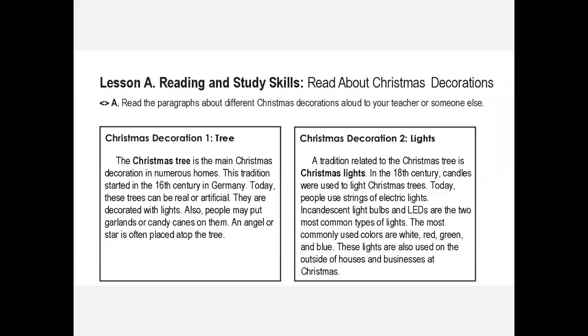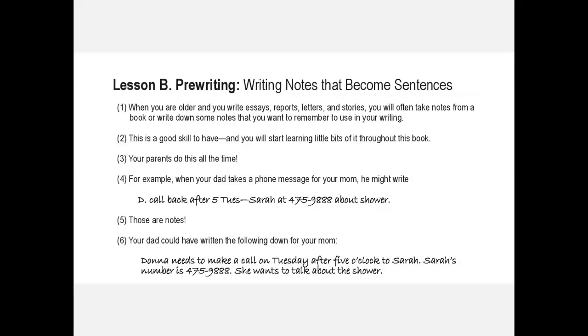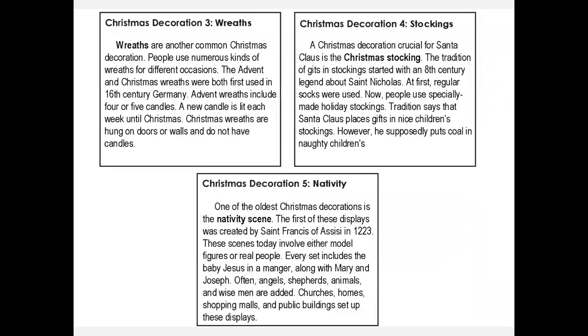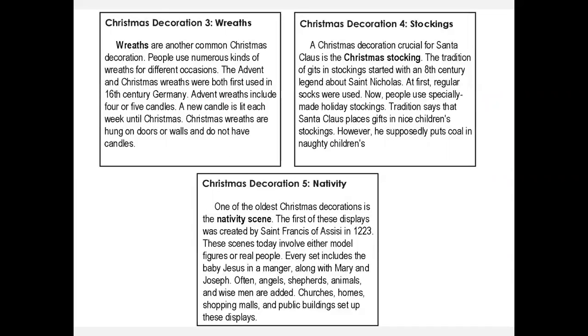All right, so the first thing that they do is read about the Christmas decorations. So they can read all 5 Christmas decorations: 1 tree, 2 lights, 3 wreaths, 4 stockings, 5 nativity. So they can read all of those and then choose the 2 if they're basic, the 3 if they're extension, maybe more if you want to do junior high, maybe just adding an opening and a closing. So whatever you decide to do with that.